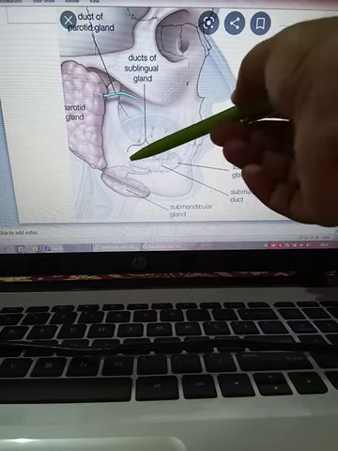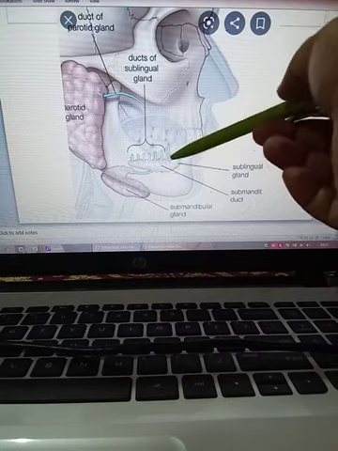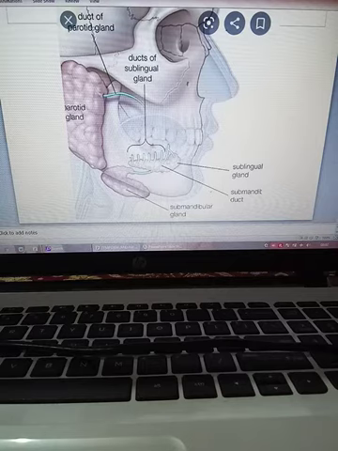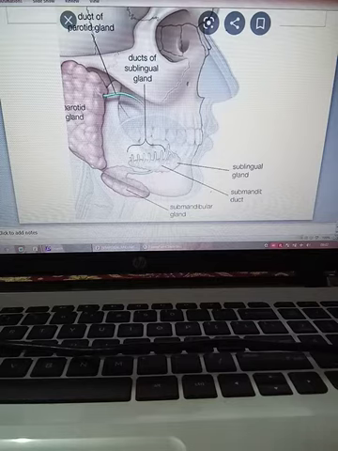If you can see, small ducts, about 15 ducts, emerge from the gland, and they directly open into the floor of the mouth on the summit of the sublingual fold.